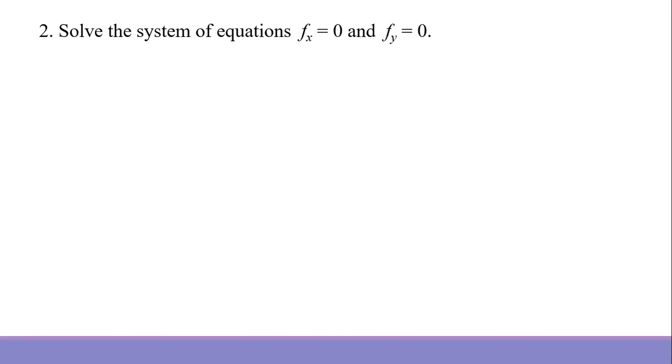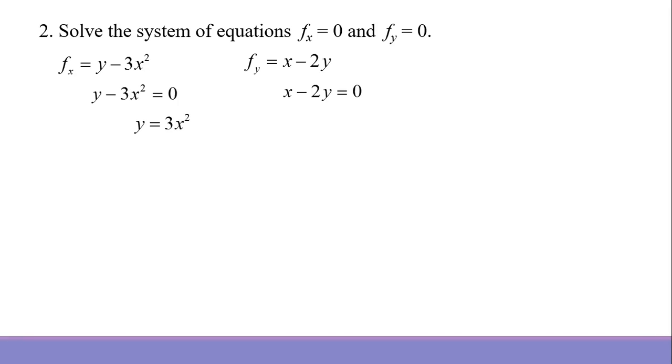To find the critical values, we need to set our first partial derivatives equal to 0 and solve that system of equations. Remember, we can either use elimination or substitution, whatever seems to work best for you. In this case, let's use substitution. So we can solve that first equation for y. So if y equals 3x squared, we can substitute 3x squared in the second equation for y. And then we have an equation that just has x's in it. So we can solve that equation.